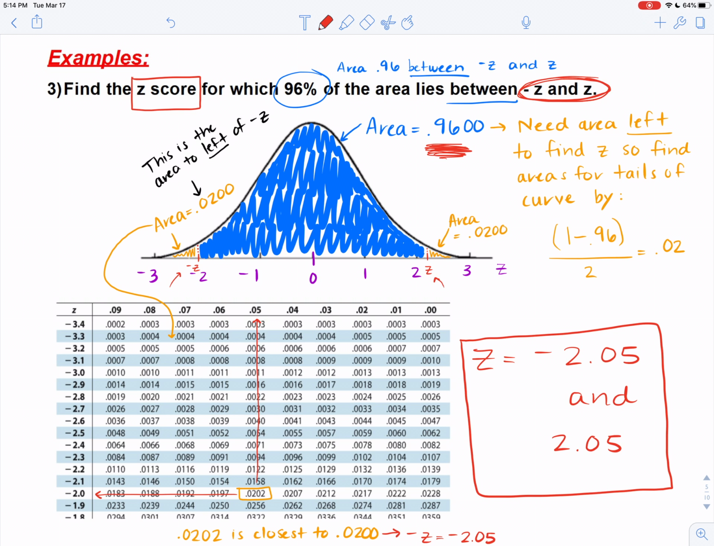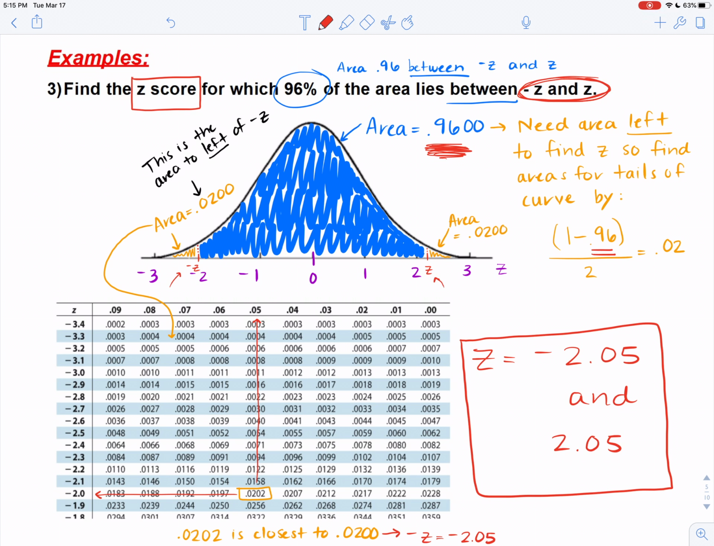Now again, if I'm going to use my table, I have to have an area to the left. And the easiest way to convert this to an area left is to subtract from 1 and divide by 2. Anytime you're given an area in between, you can convert that to an area left if you subtract from 1 and divide by 2. So in this case, that means the area to the left that I'm going to use to find z is 0.02.